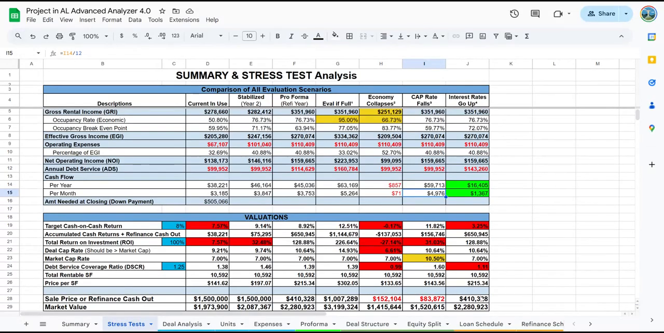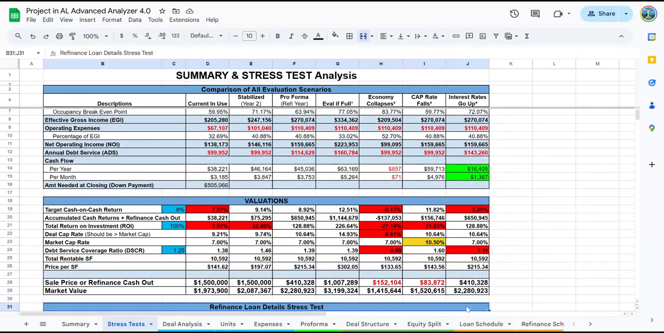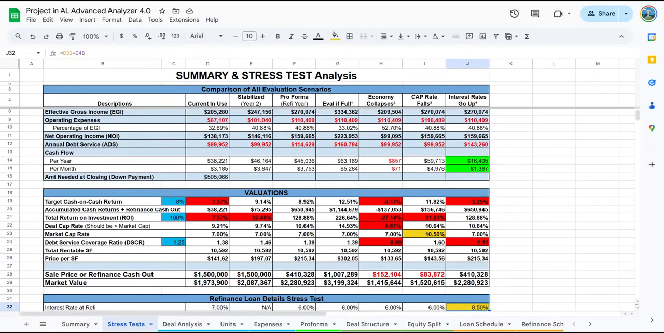And if the interest rate goes up when you refinance, we have it going up to 8.5%. That's going to affect your annual debt service. And here you want to look at your cash flow again, and here it's green, so it's still positive. But your debt service coverage ratio is 1.11. It's not meeting the benchmark, so the bank may not let you refinance.